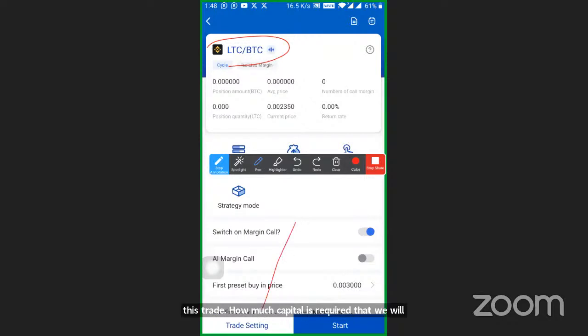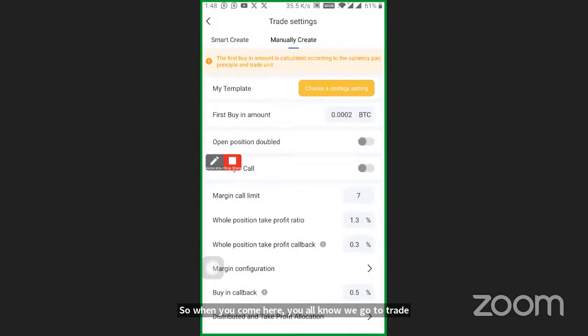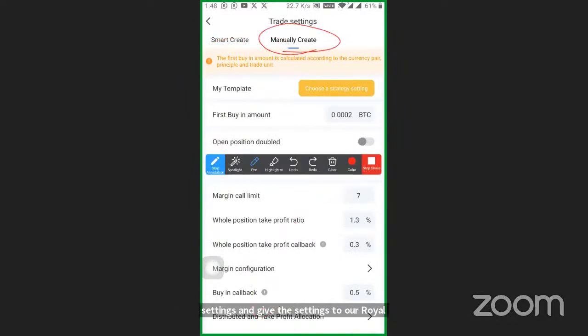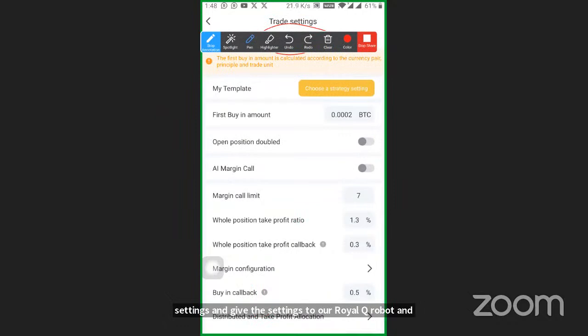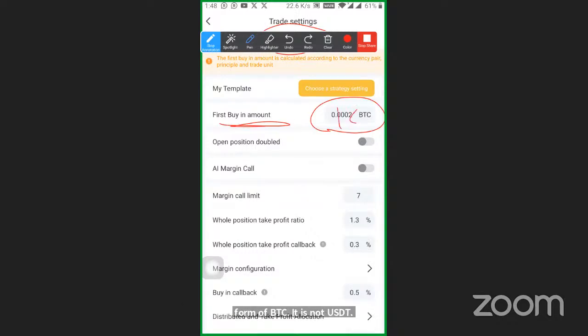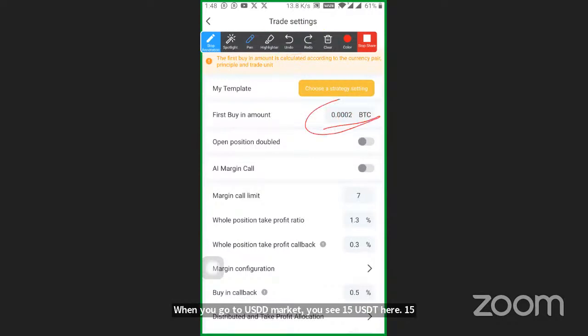So when you come here, you all know we go to trade settings and give the settings to our Royal Q robot. And when you come here and you are into manually create option, you see here that we have the same kind of interface that we see in USDT market, but one thing is changed here. The first buy in amount, if you look closely, it is in form of BTC. It is not USDT. When you go to USDT market, you see 15 USDT here, 15 USDT here. But now you see it is 0.0002 BTC. So this is the minimum first buy you can start your trade with.